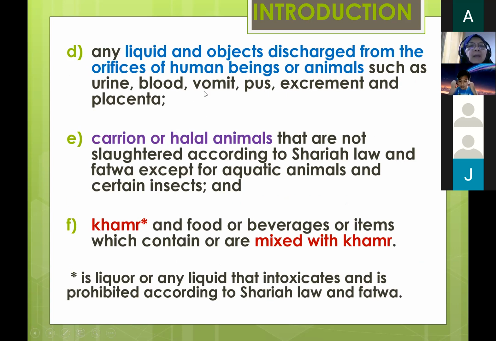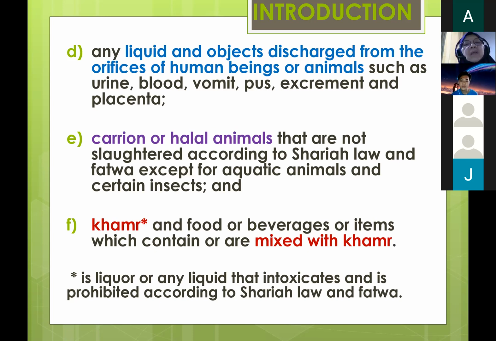Then any liquid or object discharged from the orifices of human beings or animals, such as urine, blood, vomit, pus, excrement, and placenta. So anything, liquid or object, that comes from the orifice of a human being, for example feces, urine, blood. These are najs. Number one, two, three, four, five. E, carrion: a dead animal, or a halal animal that is not slaughtered according to Sharia.